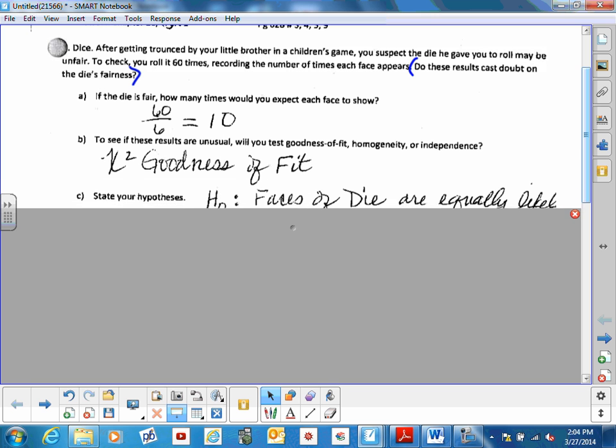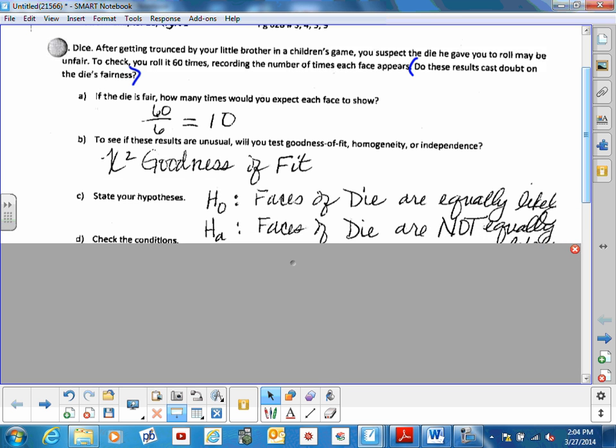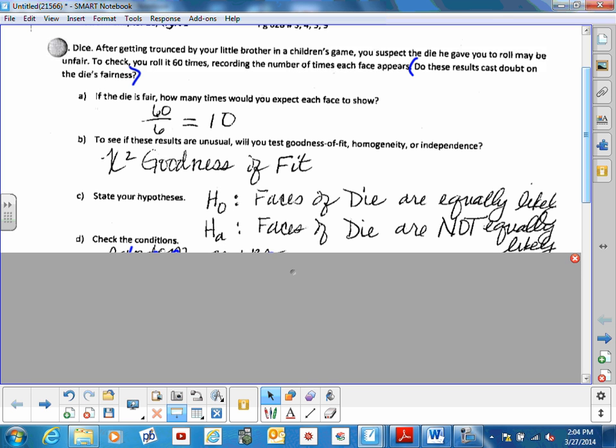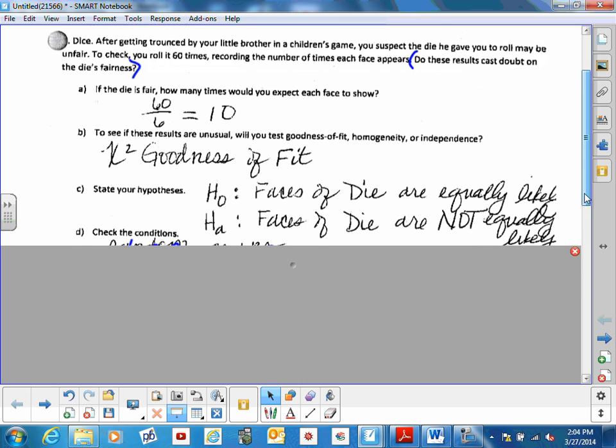All right. So, when you state your hypotheses, they are actually in words because you do not have any symbols for this problem. You don't have a mu or a p. So the null hypothesis is that the faces of the die are all equally likely. So you start off saying, okay, they're going to all happen about the same amount, and then see if you have evidence to reject that for the alternative that the faces of the die are not equally likely.